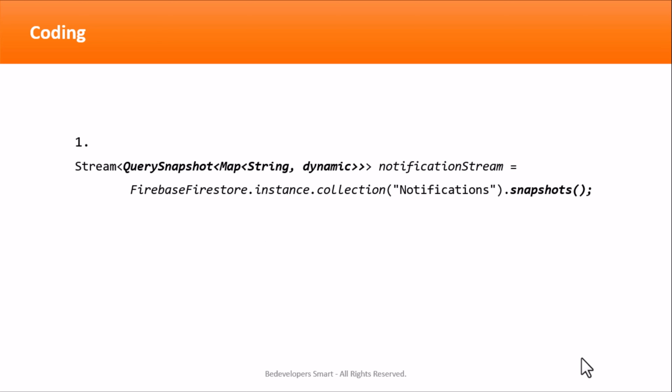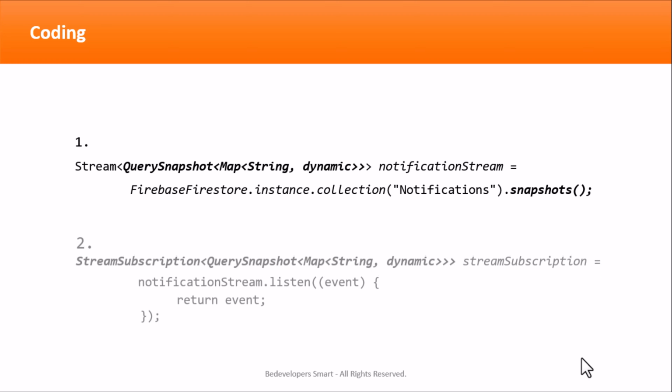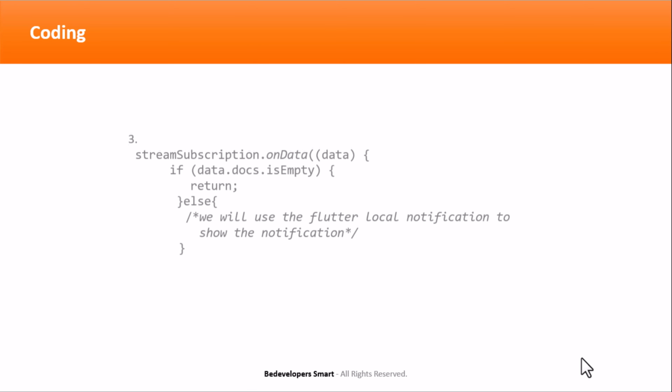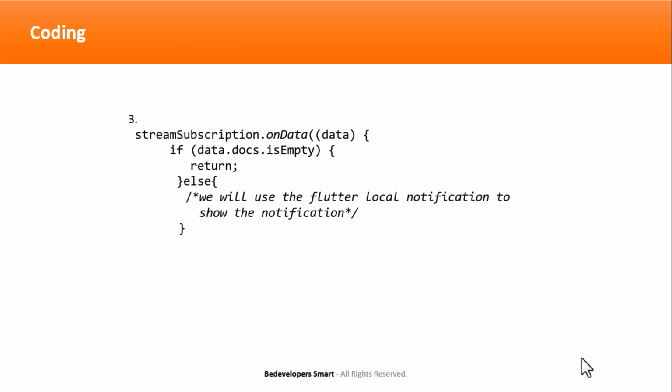So let's move on to the coding part. First we will create a snapshot of the collection in which we want to get real-time access. Using the snapshot, we will create a notification stream, or stream, of that collection. Then we will subscribe to that stream, and using that stream, first we will check whether the data is empty or not. If it is empty, we will not show the notification. Otherwise, we will show the notification. So this would be the full procedure to show a notification in Flutter when new data is inserted inside any of the collections.